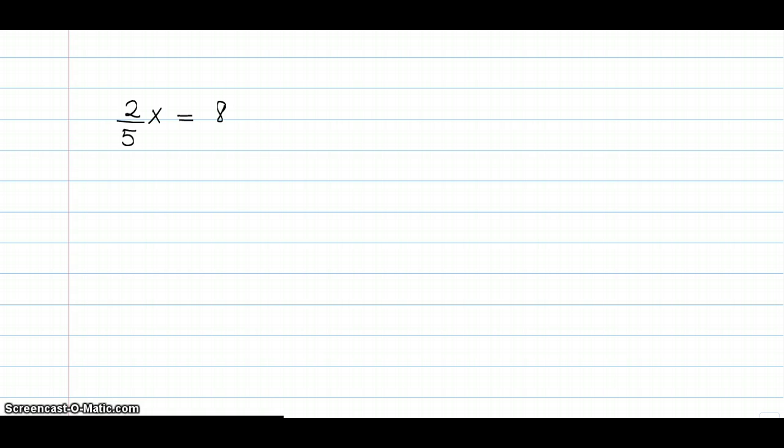Now let's do 2/5 x is equal to 8. What am I going to do first? I'm going to multiply by my reciprocal, which in this case is a positive 5/2. What I do to one side, I have to do to the other. So 2 will go into 2 one time, 2 will go into 8 4 times. So I have x is equal to 4 times 5, which is 20.